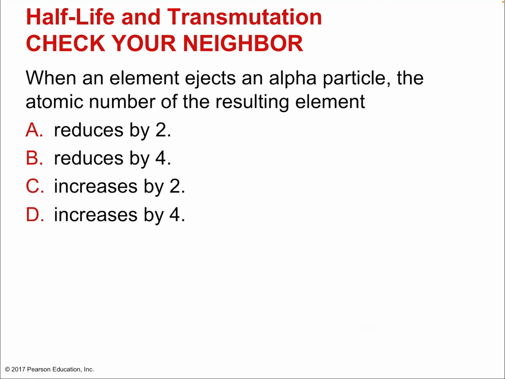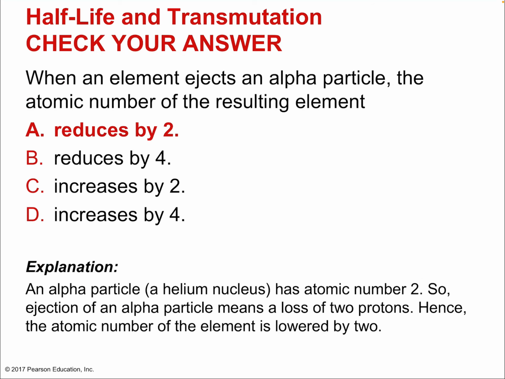Okay, so when an element ejects an alpha particle, the atomic number of the resulting element does what? This is a good one that you should be able to remember and answer. So alpha particle, what happens to the atomic number, not the atomic mass? Does it reduce by 2, reduce by 4, increase by 2, or increase by 4? Which is it? It reduces by 2 every time for alpha particle emission.